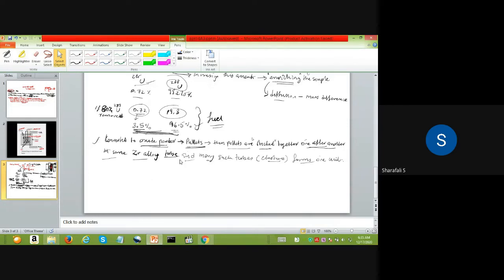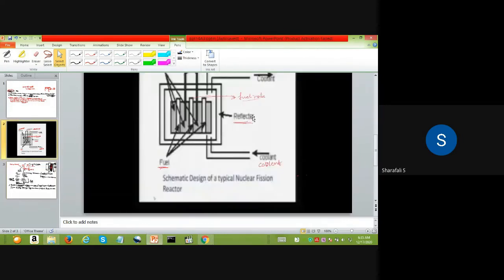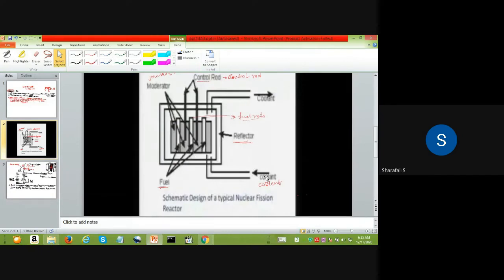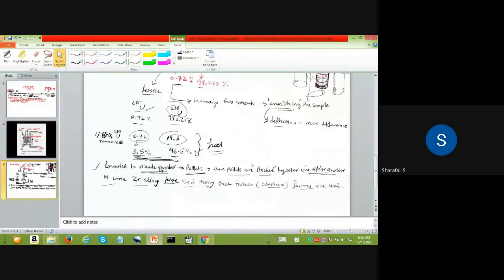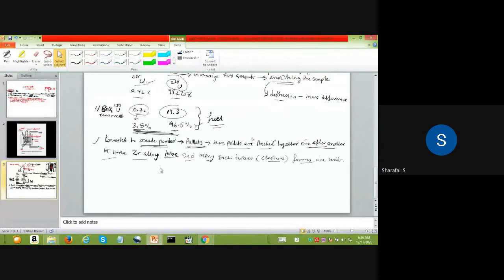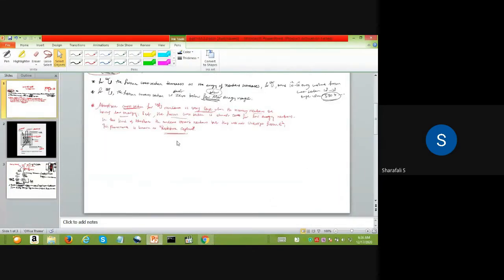Then we have to go for something else, which is the moderator of this nuclear reactor. I will explain what these moderators are and why we use them. Why do we need moderators? These moderators control the energy of the neutrons.